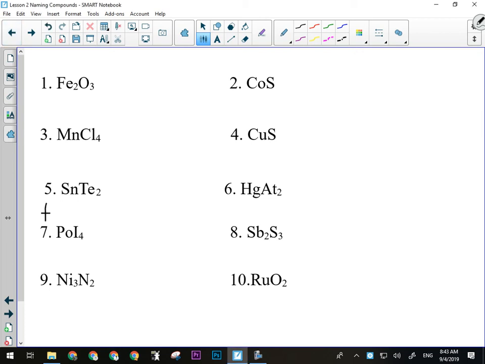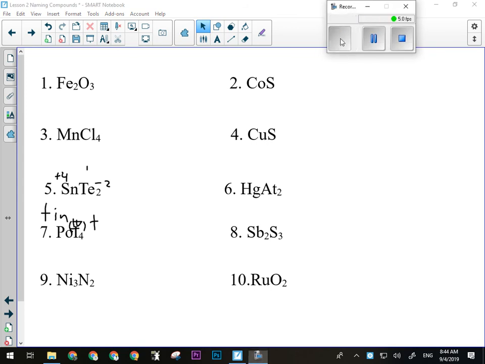Sn is tin, so I write tin. And then I look at tellurium. Tellurium's charge is always -2. That's right here, -2. And how many telluriums are there? 2. So how many negative charges do I have in total? 4. So how many positive charges do I need? 4. All right, so I need to get 4 positive charges out of 1 tin atom. So what's the charge on that tin? 4 plus. So then I write tin(IV). Now that the smartboard's adjusted, tin(IV) telluride would be the name of that.